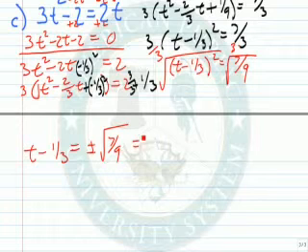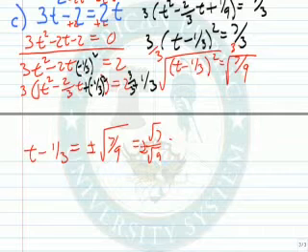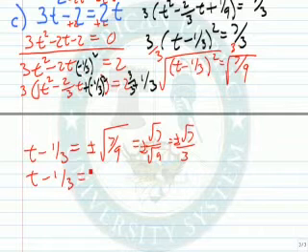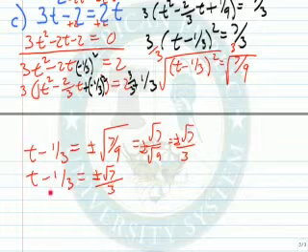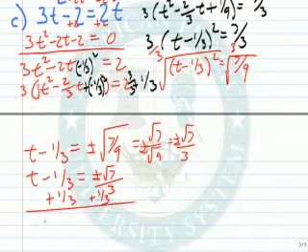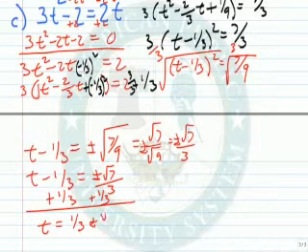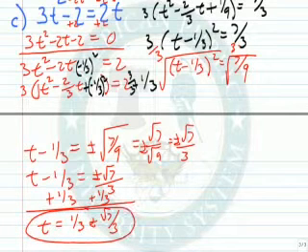Now, the square root of 7/9 is the same as the square root of 7 over the square root of 9. So this is the square root of 7 over 3. So we have t minus 1/3 equals plus and minus the square root of 7 divided by 3. Let's add 1/3 to both sides of the equation. So we're left with t equals 1/3 plus and minus the square root of 7 over 3. We solved the quadratic equation by completing the square.